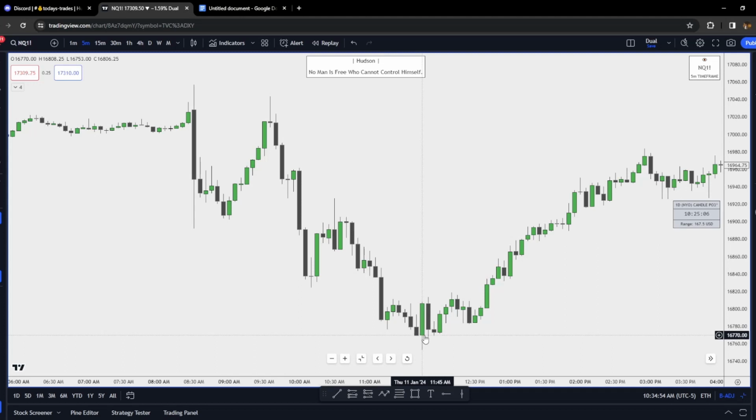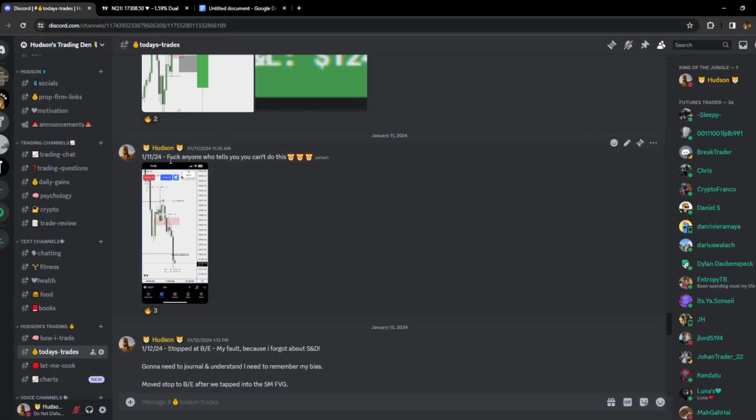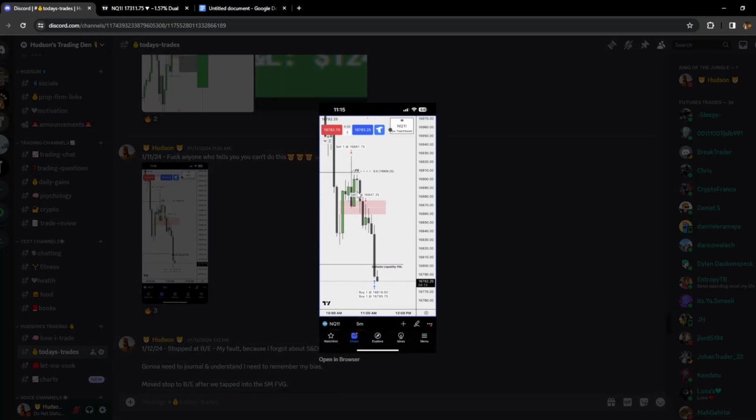So we're going to go over a trade that I actually took in the markets, and I'll show you right here. So I said F anyone who tells you you can't do this. And then right here is that trade.